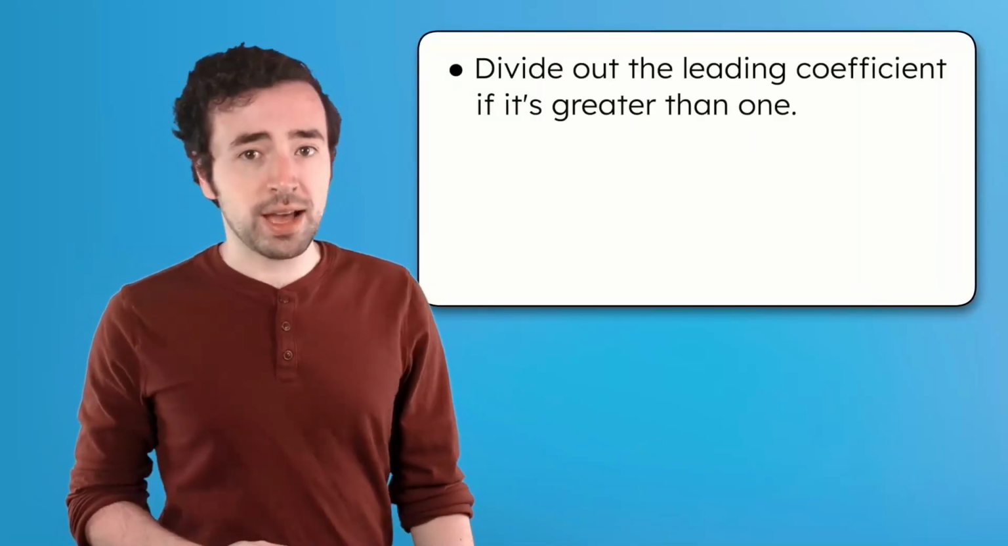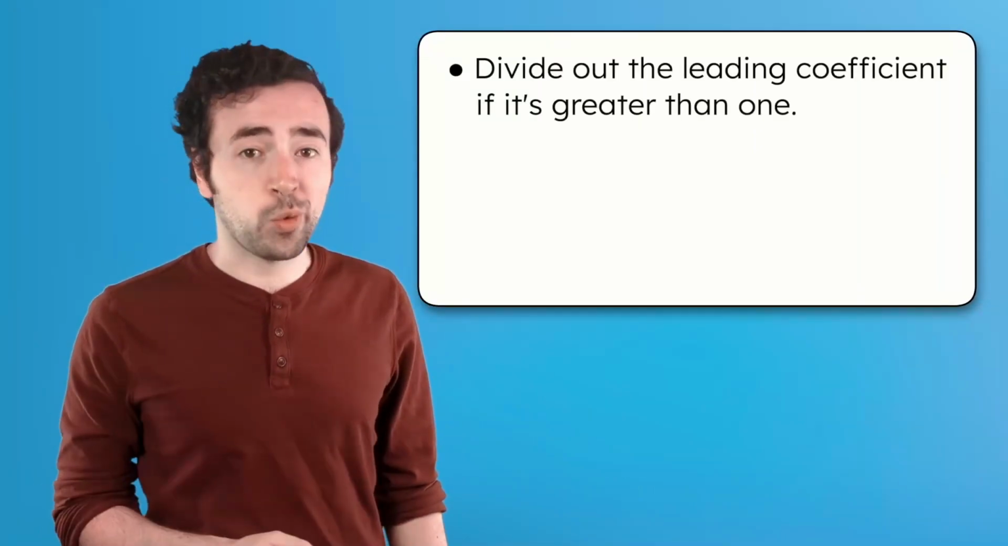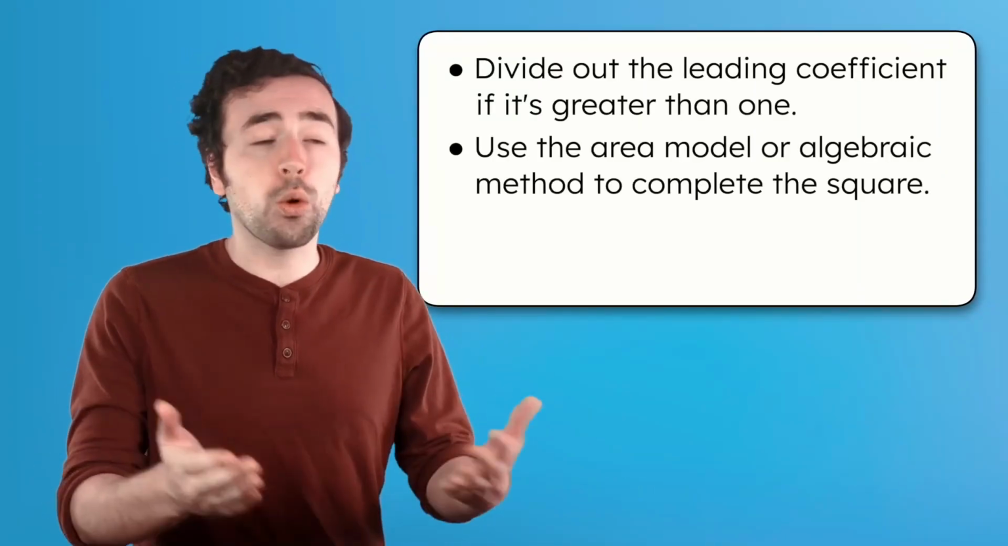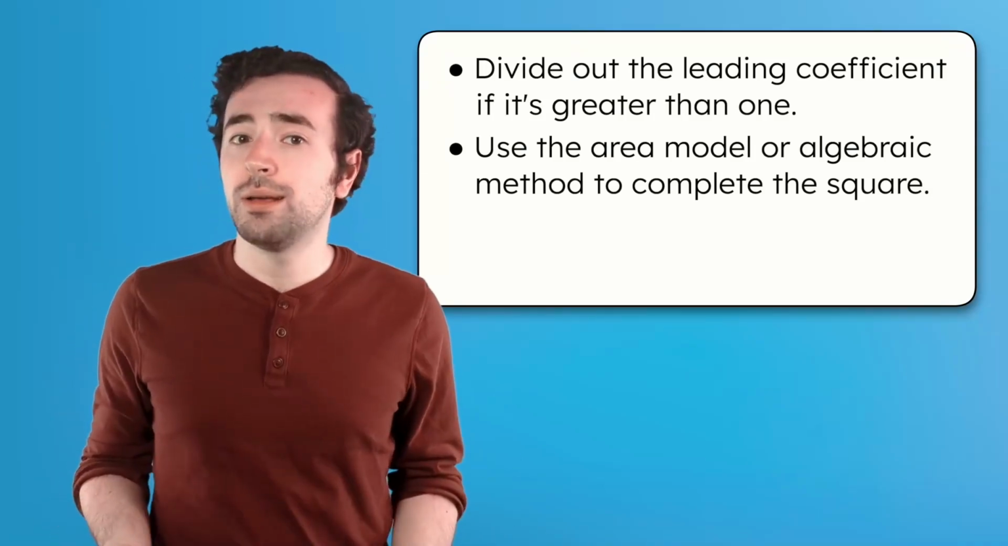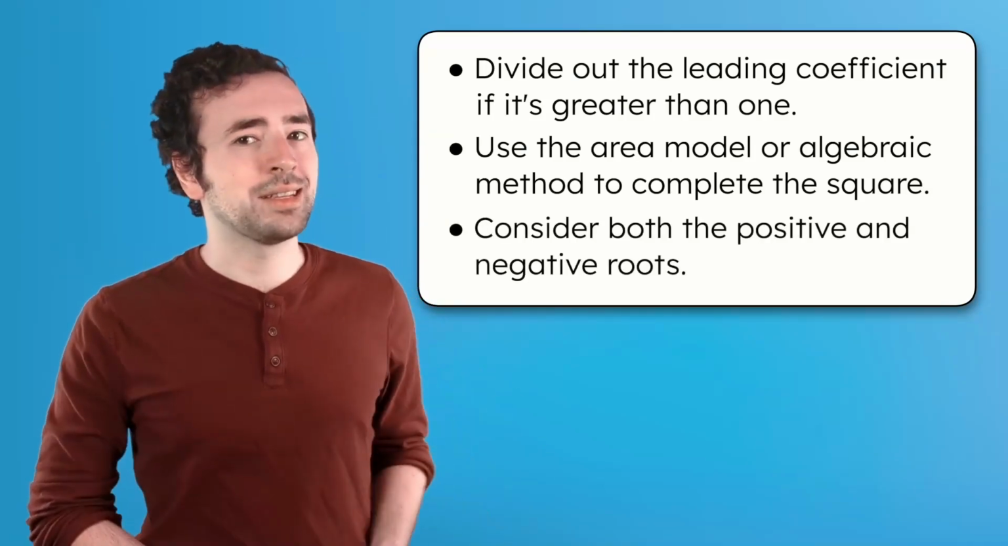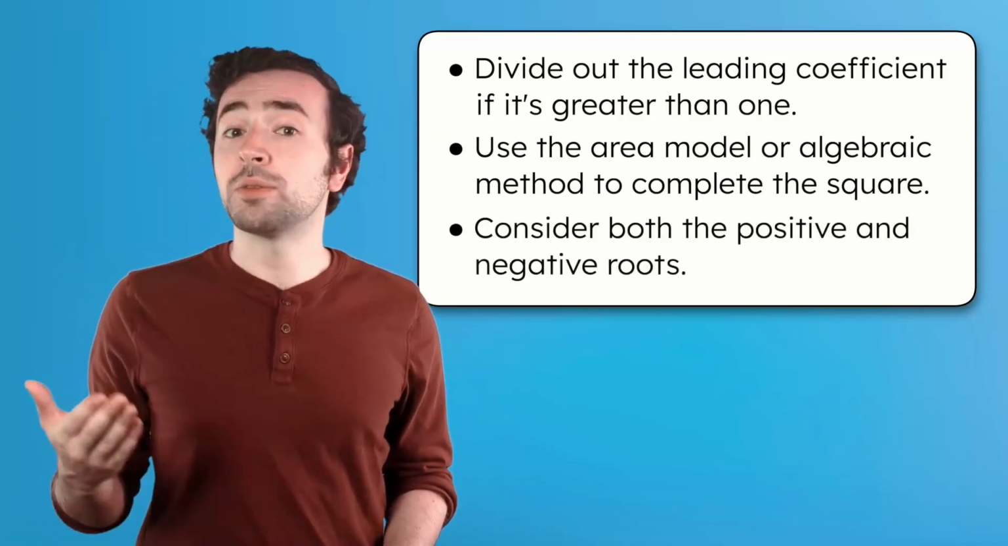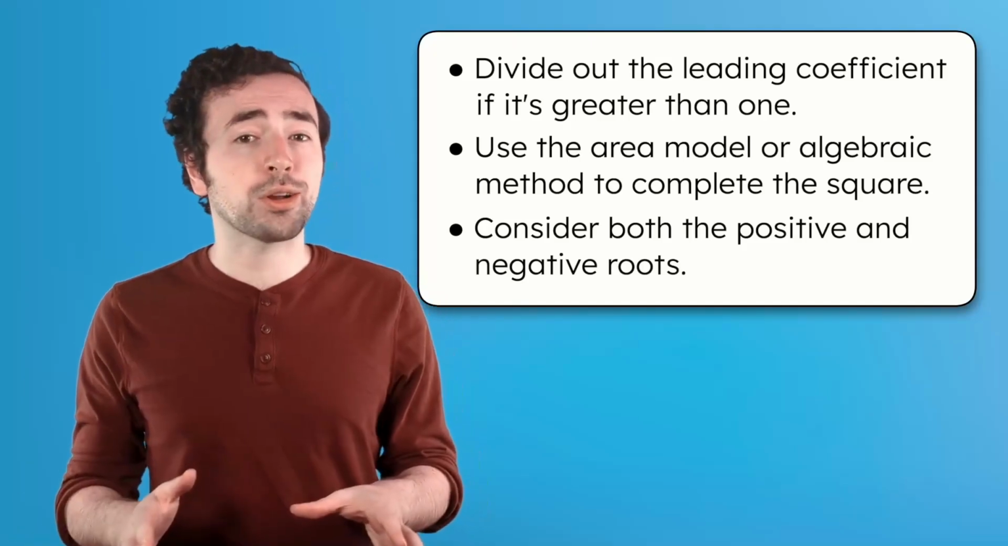Great work today. Now we have another method in our toolkits that we can use to solve quadratic equations when factoring isn't possible. When solving quadratic equations by completing the square, remember to divide out the leading coefficient if it's greater than 1, use the area model or algebraic method to complete the square, and consider both the positive and negative roots.